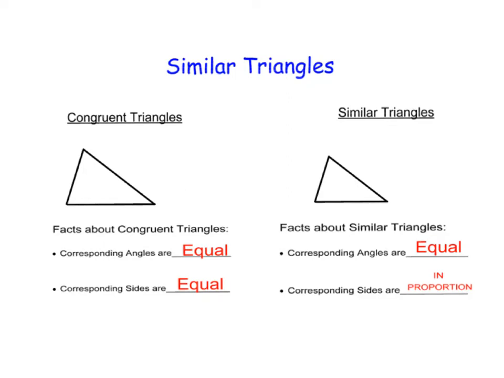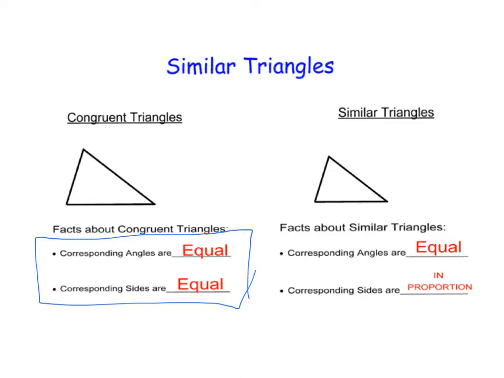Please copy these notes down. They're not in the worksheet that I gave you. Similar triangles, facts about congruent triangles. With congruent triangles, it's very important that you realize that corresponding angles are equal and corresponding sides are equal. So both of these with congruent triangles have equal angles and equal sides.